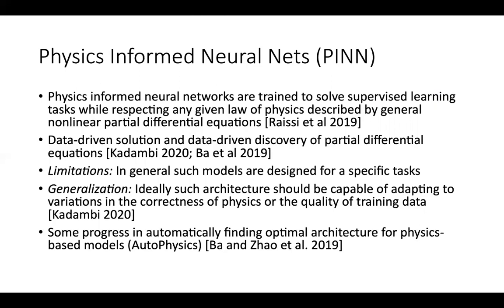One limitation that these models have is that, in general, they're designed for very specific tasks or groups of tasks. An ideal situation would be if we can identify architectures that would be capable of adapting to, say, variations in the correctness of physics, quality of training data. So this work is still in infancy. Some progress has been made, for example, in the form of work on autophysics, which focuses on automatically finding optimal architectures for physics-based models.